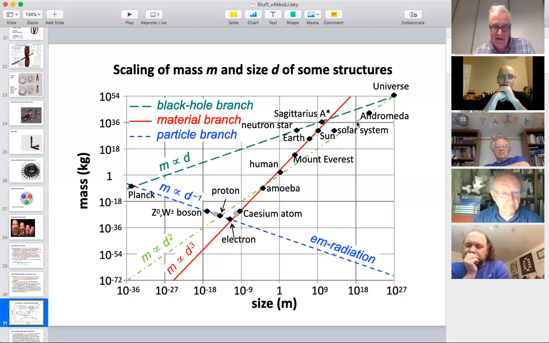This is a sort of black hole line. This is mass is proportional to the diameter. So this is the diameter. As a black hole gets bigger, its radius gets larger. So here's the black hole at the center of our galaxy, Sagittarius A.